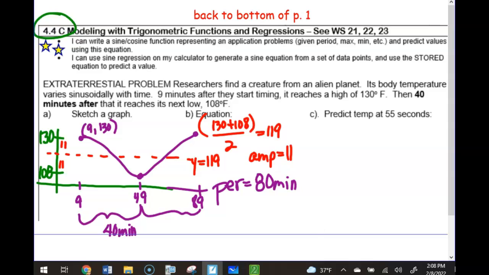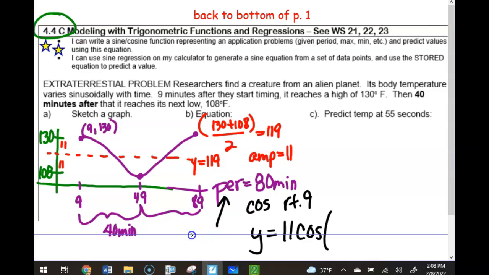Okay, are we ready to write an equation or not quite? We're going to use sine or cosine? Cosine. Do we need a phase shift? Yeah. Right 9. So we would have y equals amplitude 11 cosine. We need a b value to throw in here. If the period is 80 minutes, then b is 2 pi over 80 or pi over 40. I don't care which you put in the equation. And you said to the right 9. Don't forget both sets of parentheses.